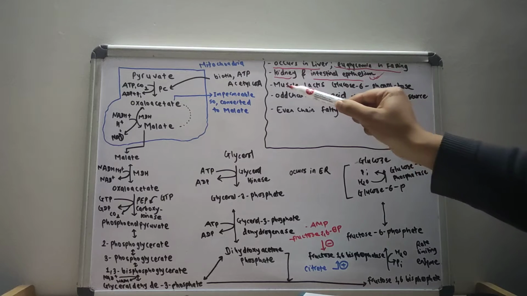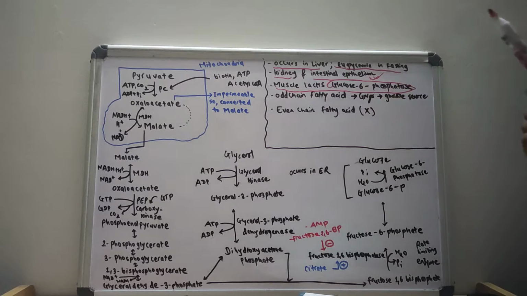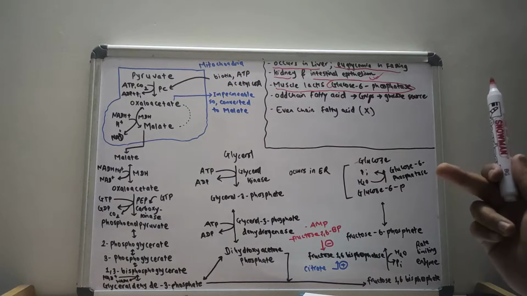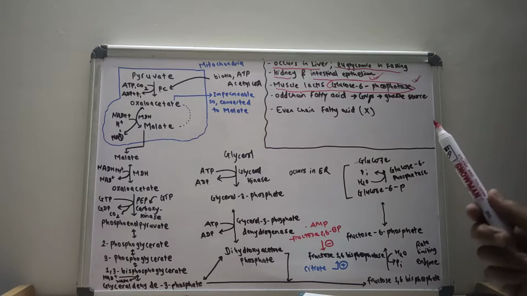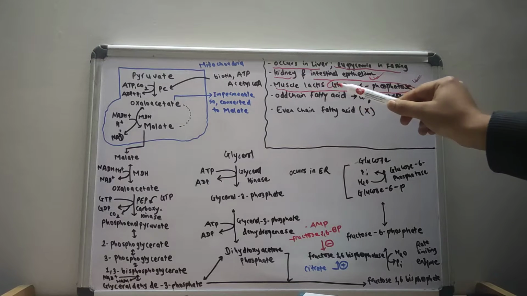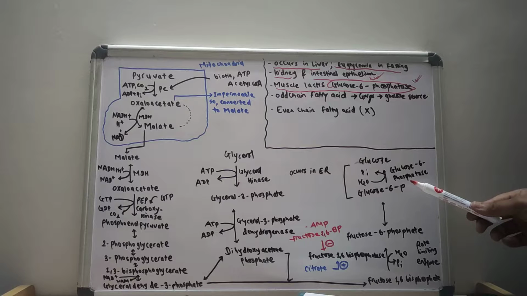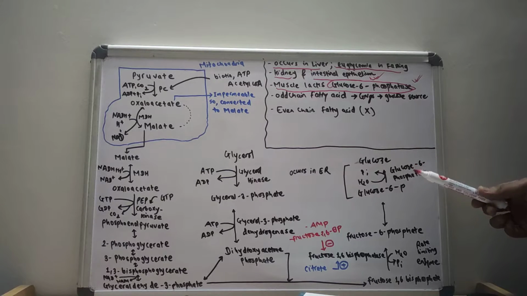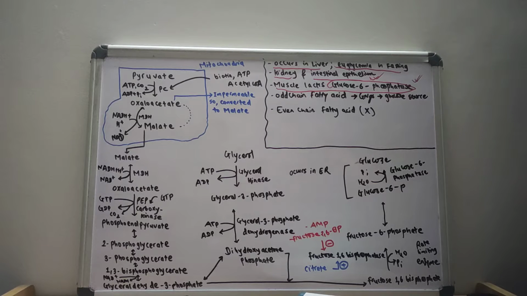And the muscles lack the enzyme glucose 6 phosphatase. So the muscle cannot participate in gluconeogenesis due to lack of glucose 6 phosphatase enzyme. The muscle lacks glucose 6 phosphatase, so the glucose 6 phosphate at the end cannot be converted into glucose. So gluconeogenesis cannot occur in the muscle.